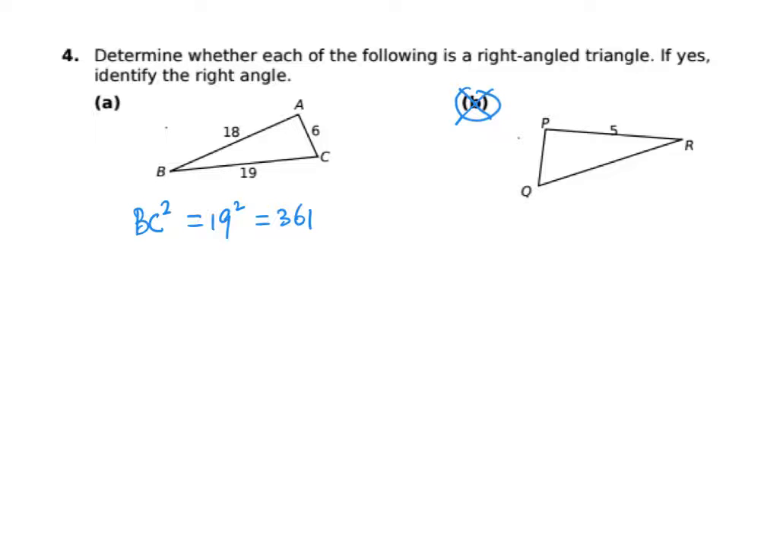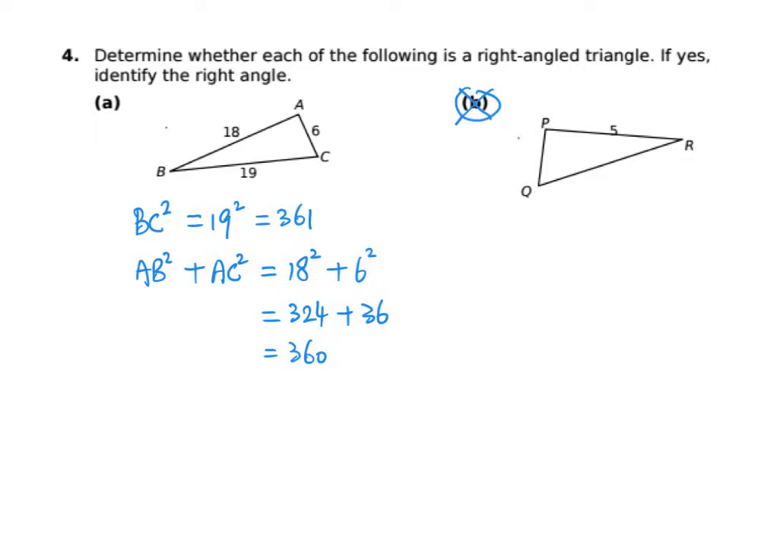And we also consider the sum of the squares of the other two sides, which is AB square plus AC square. That equals 18 square plus 6 square. 18 square is 324, plus 6 square, which is 36. So that equals 360.